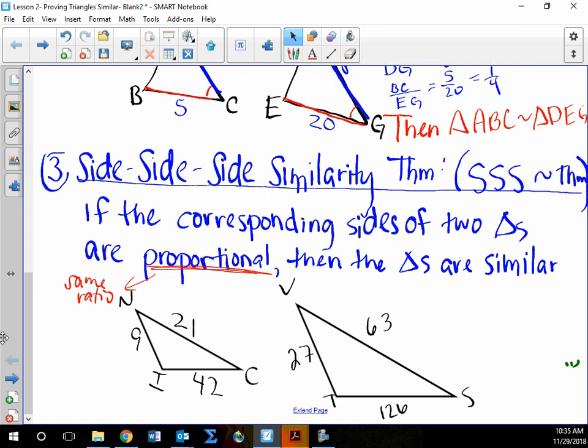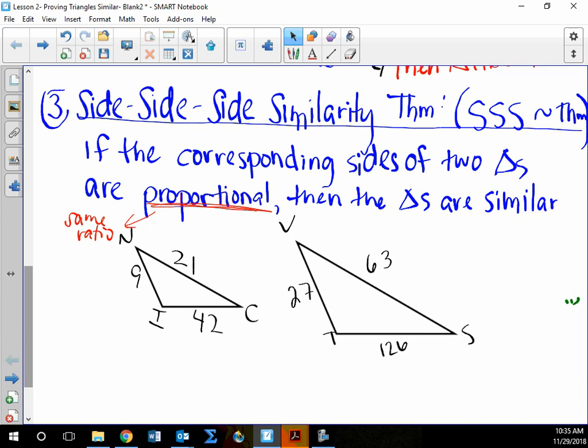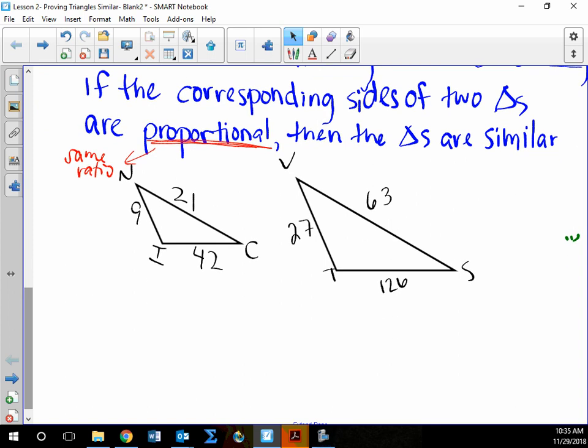Okay. So let's suppose that these two pictures were given to us. We have triangle NIC and triangle VTS, and these sides were given to us. So we don't have any information about our angles, but we have all kinds of information about our sides. We see that they're not congruent. We know that the triangles are not congruent, but we can check to see if they are proportional. And once again, we have to check every single set of sides. So we should have 3 sets of sides, right? And we need to label what we're finding.